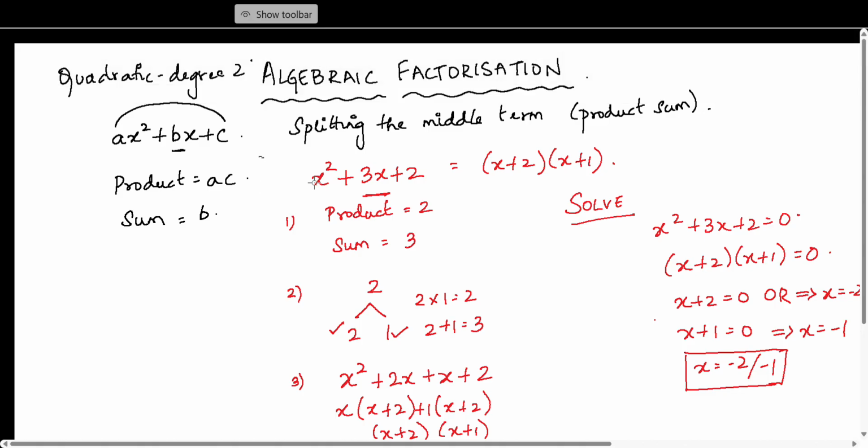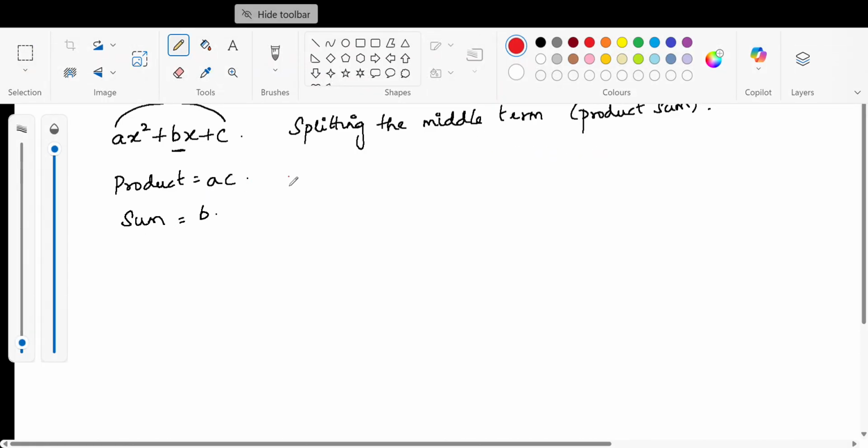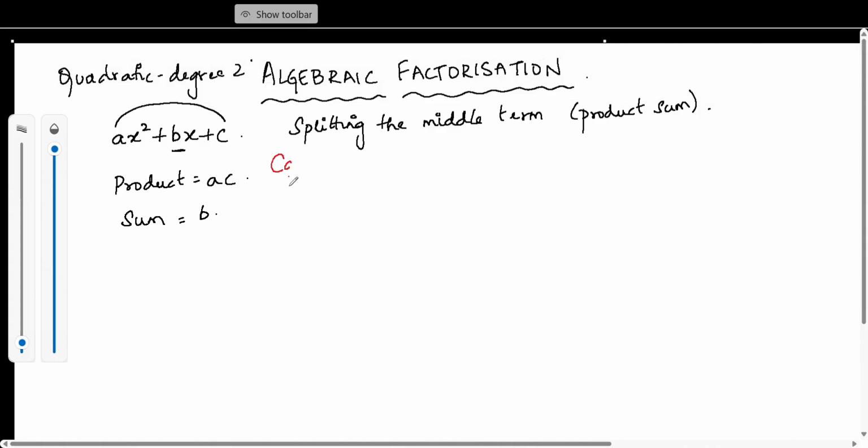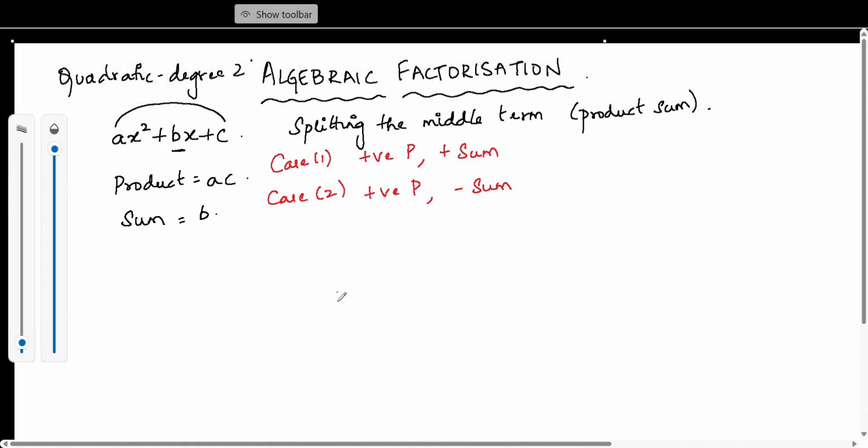Let us see different cases of these. What I did here was the first case where we got a positive product and a positive sum. So, case 1, what we did earlier was positive product, positive sum. Case 2, the product still remains positive, the sum becomes negative, or rather it's a negative sum. The difference is the next case.